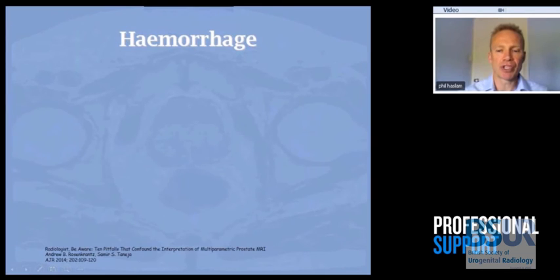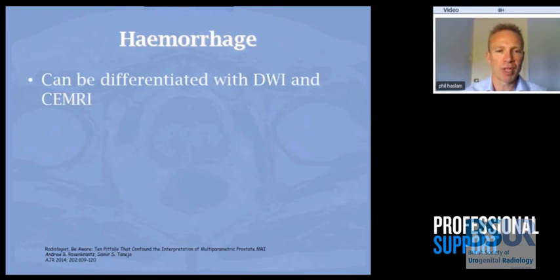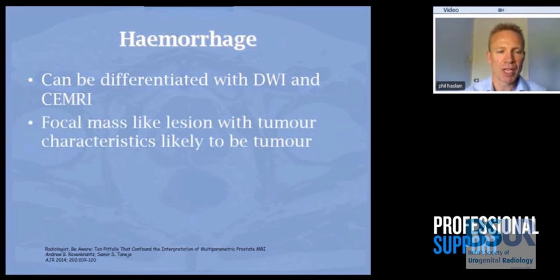So what about hemorrhage? Hemorrhage can be a problem, but shouldn't be a problem if you MR your patients pre-biopsy. But it can be differentiated with diffusion-weighted imaging and contrast-enhanced MRI. Hemorrhage doesn't particularly restrict on DWI, and of course there's no reason why areas of hemorrhage should enhance. If you see a focal mass-like lesion with tumour-like characteristics, well, of course, it's likely to be tumour.